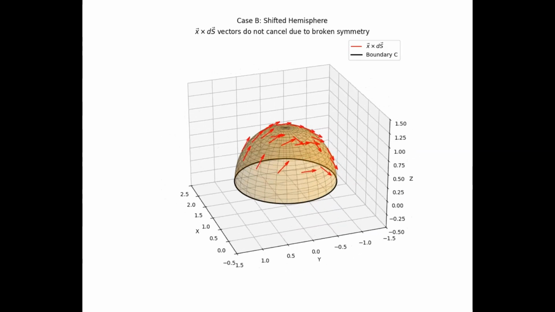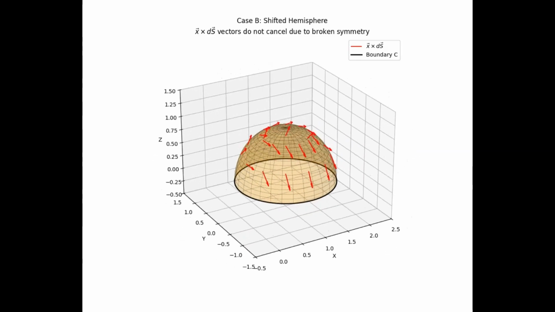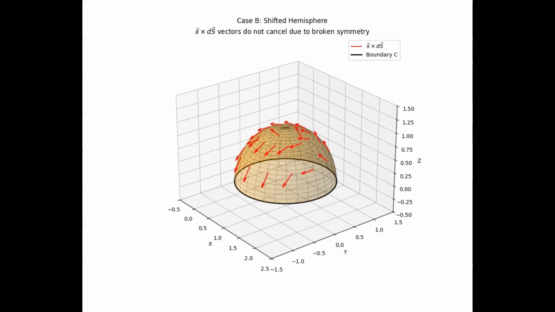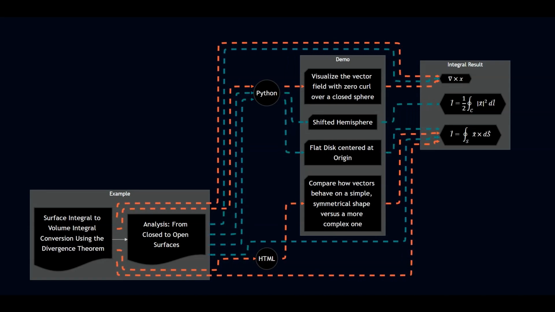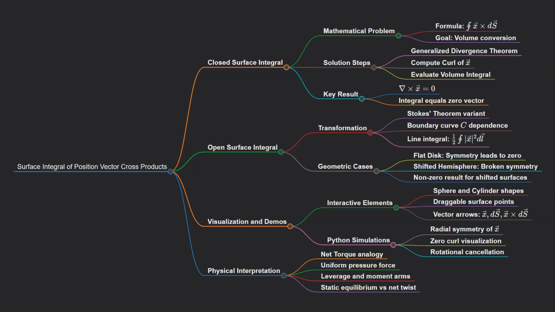Demo 2. Another visualization shows a cloud of arrows radiating outward from a single point, like a starburst. Because every arrow is perfectly perpendicular to the surface of a surrounding sphere, there is no twist at all. This visual symmetry is the reason the final calculation vanishes.